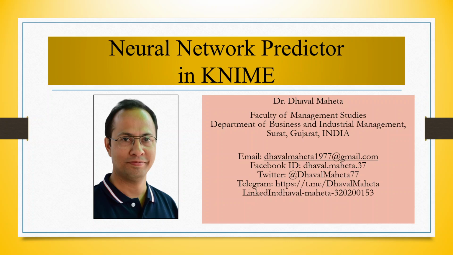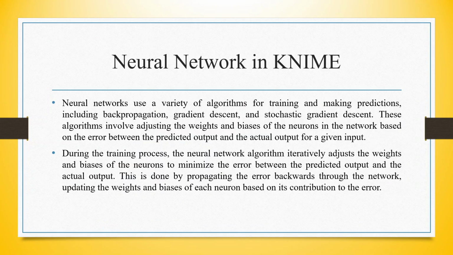This is Dr. Dhaval Maheta, and today I will explain how to run neural network predictor in KNIME. Neural networks use a wide variety of algorithms for training and making predictions, including backpropagation, gradient descent, and stochastic gradient descent. These algorithms involve adjusting the weights and biases of the neurons in the network based on the error between the predicted output and the actual output for a given input.